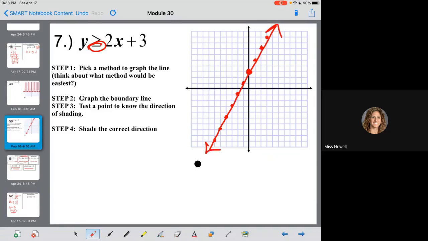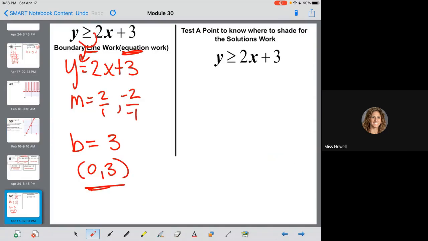All right, we're not done. We have part of our solutions, right? Every point on that line is a solution, but there's also a region of our coordinate plane that has solutions. So I know up here or down here, where are our solutions located? Again, this (0, 0) is not on our boundary, so let's test it. If it works, we color it.